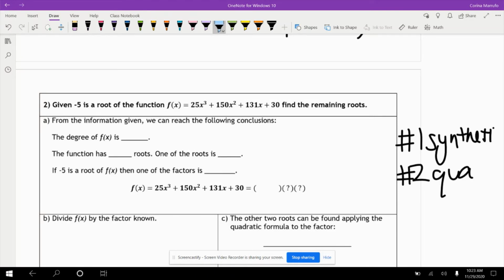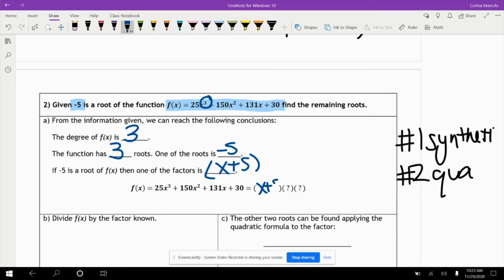So here it says, given -5 is a root of the function f of x equals 25x to the third power plus 150x squared plus 131x plus 30, find the remaining roots. Well, in your thought process, you should think, this is a third degree polynomial, which means that it has 3 roots. So my answer, I'm supposed to give 3 roots. One of the roots is -5 because they already gave me that. So if -5 is the root of f of x, then one of the factors is x plus 5.